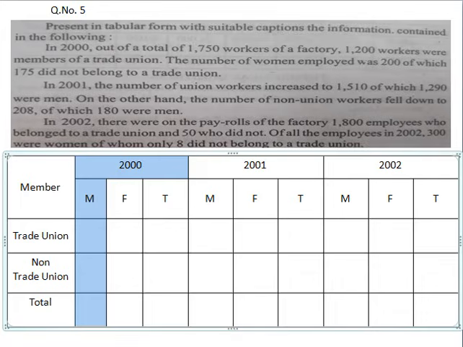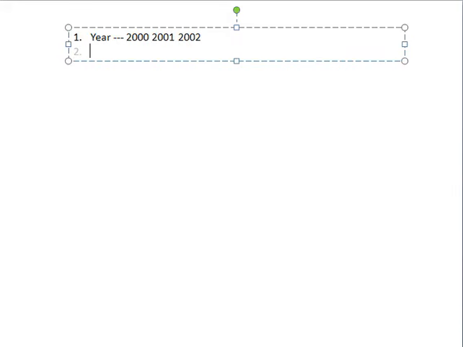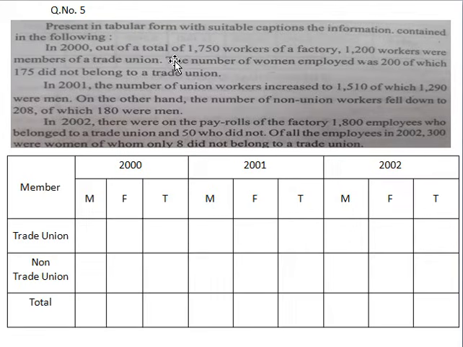What is the information they gave? First I will note that. So 2000, 2001, 2002. I will make a list of variables first. The first variable is year, right? So 2000 is there, 2001 is there, 2002 is there. Number 2. In the question, in 2000 total workers in a factory, 1200 workers were members of the trade union. The number of women employed is 200, of which 175 did not belong to any trade union. So there is a union case.